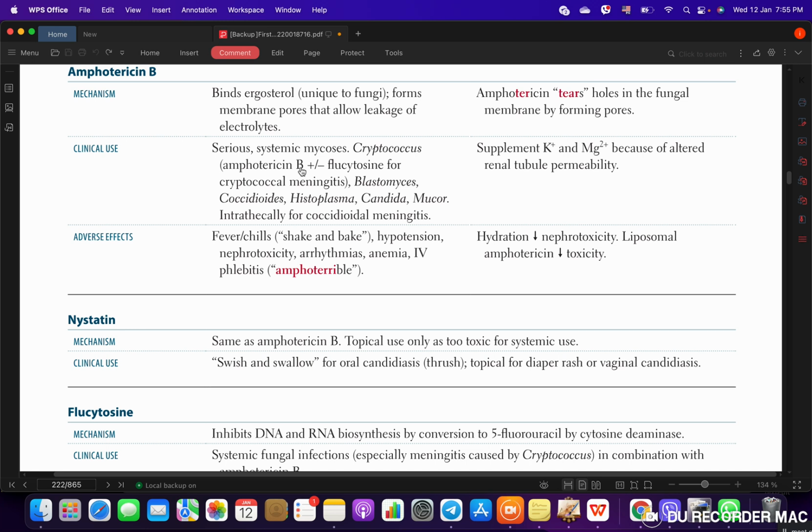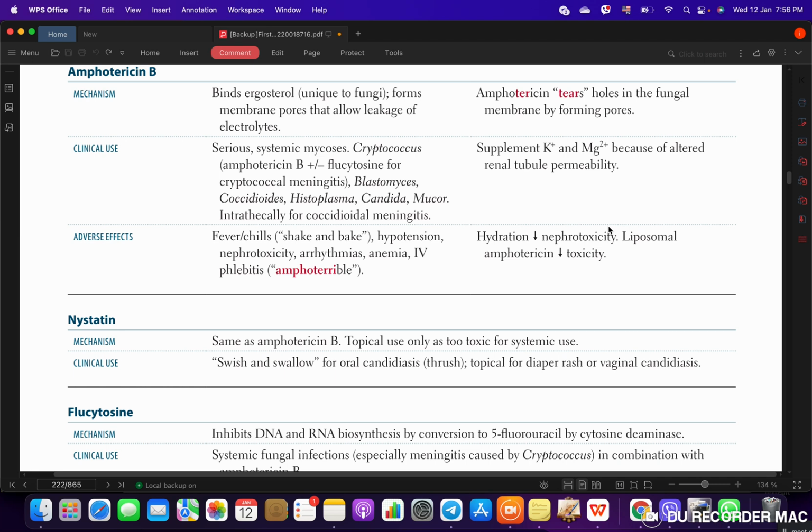If this is the cell, it will make plenty of holes in the wall, which leads to the destruction of the cell. The clinical use is systemic mycosis, like histoplasmosis, coccidioidomycosis, blastomycosis, systemic candidiasis, mucormycosis, so many diseases, guys. Also cryptococcus, but remember, in cryptococcus we use amphotericin B plus flucytosine, and after they get rid of the cryptococcal meningitis, you keep them on some azoles for some time. You need to supplement this patient with potassium and magnesium because the drug alters the kidney permeability to these substances, which leads to low potassium and magnesium.